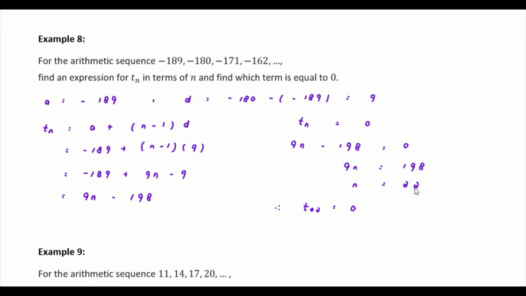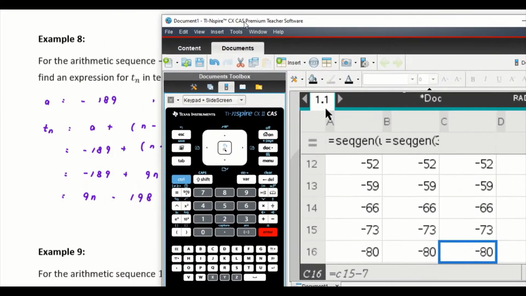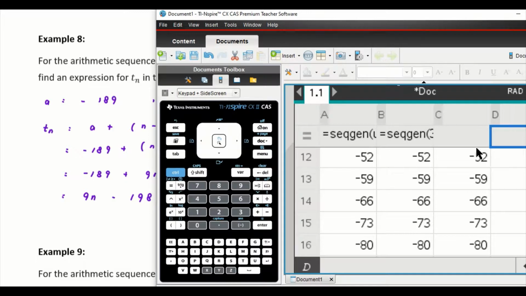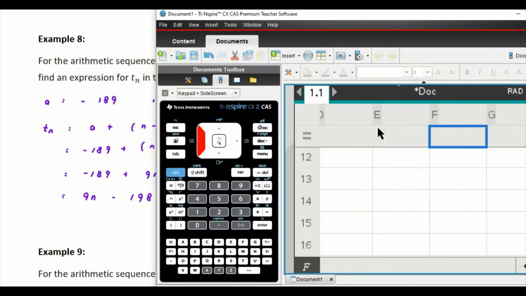Okay, so now let's see how we can use our calculator to help us to solve this. So we can try to generate the sequence for this. Since we already had the nth term rule, right? So now let's generate the sequence.